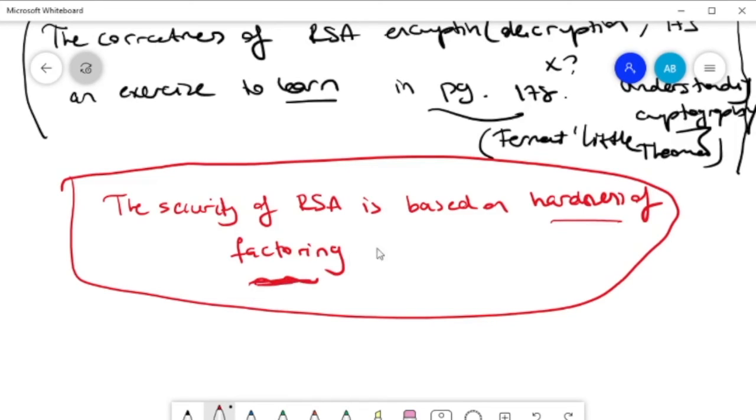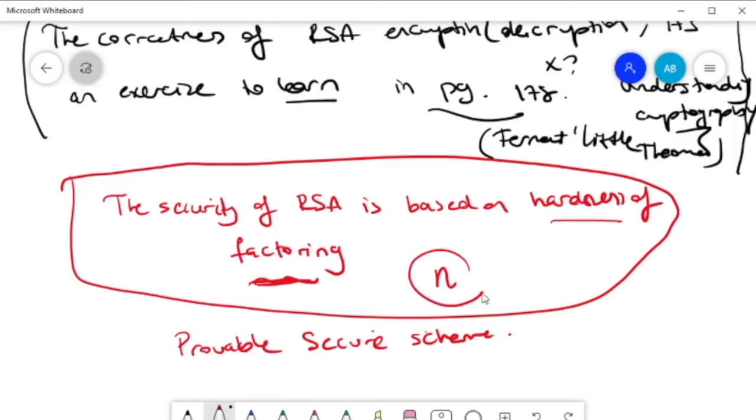As factoring is not easy and not doable in polynomial time, RSA is a provably secure scheme, because there is no efficient algorithm to factor n. So this is the security of RSA.